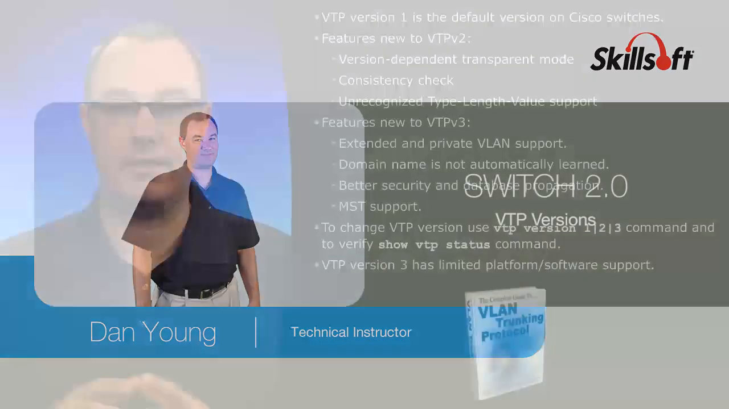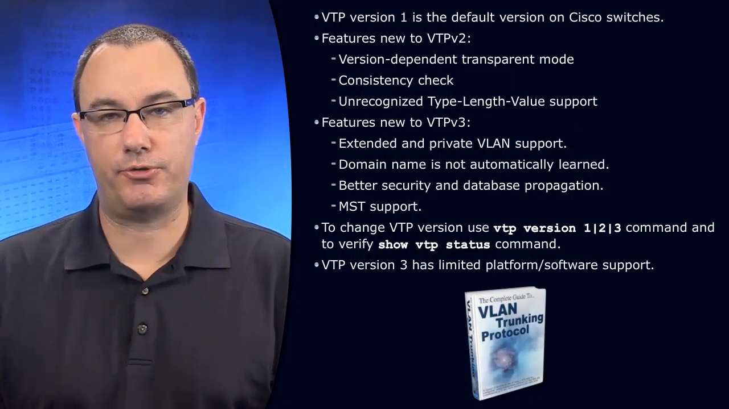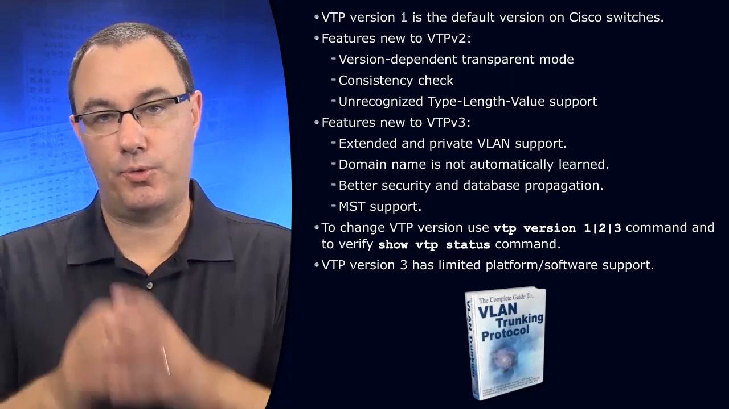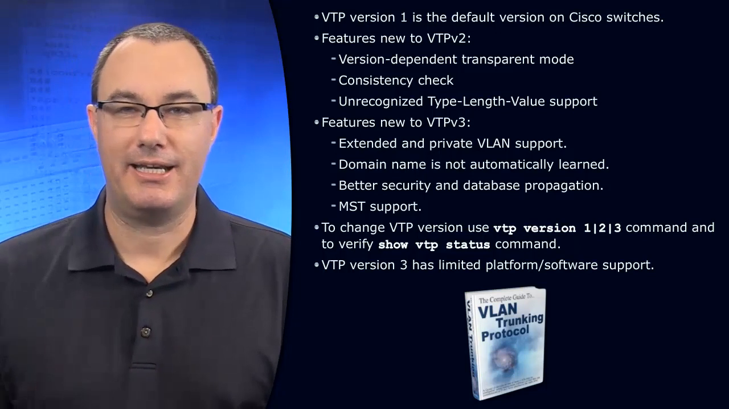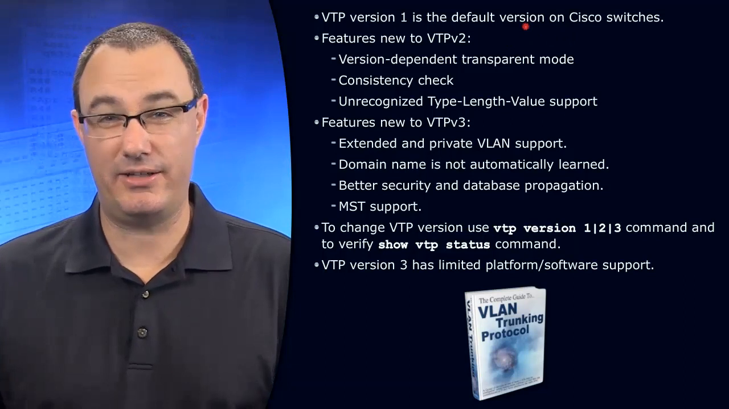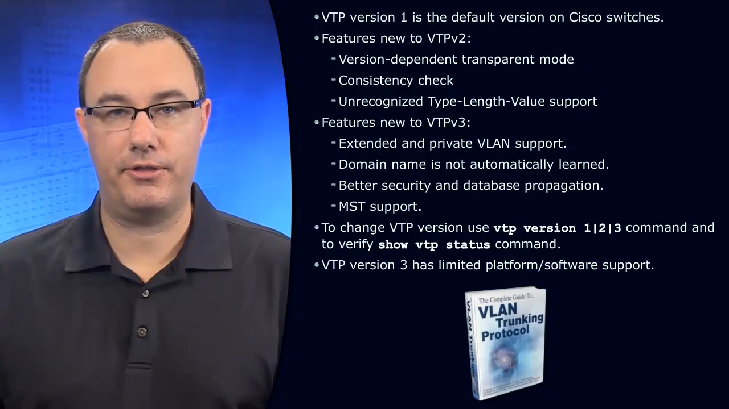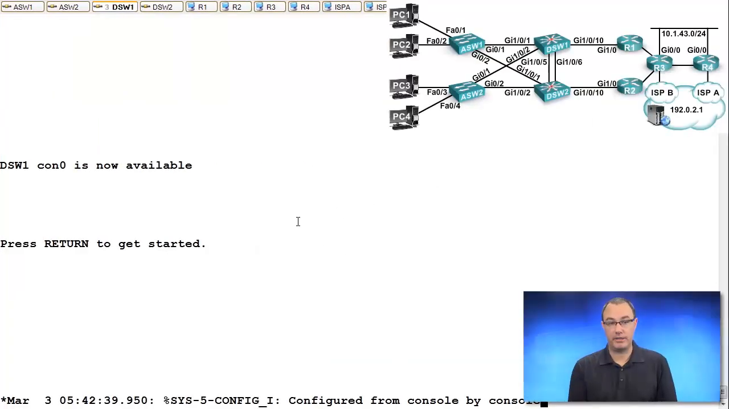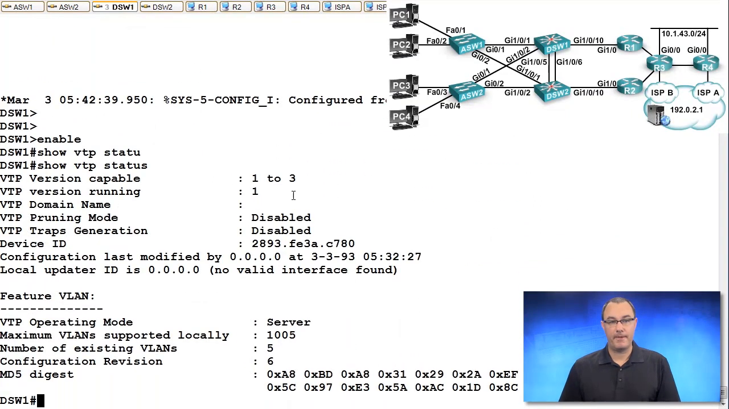VTP is an older protocol that I believe came from some other company, such as Crescendo. Cisco acquired that company, and then we got this protocol. And the early version, really built in the 90s, is version 1. And that's the version that we are running by default. If I do a show VTP status, we are running version 1. That's what you should assume on an unconfigured device.